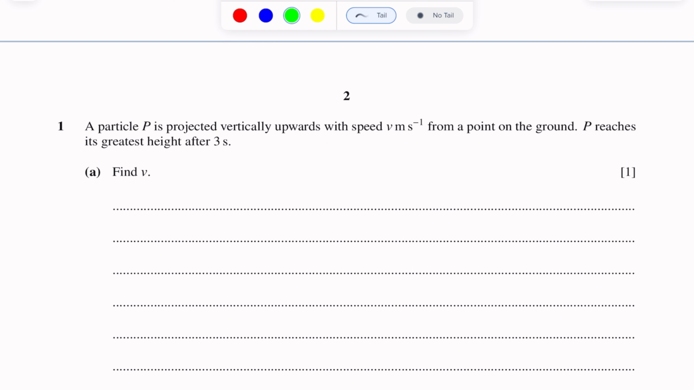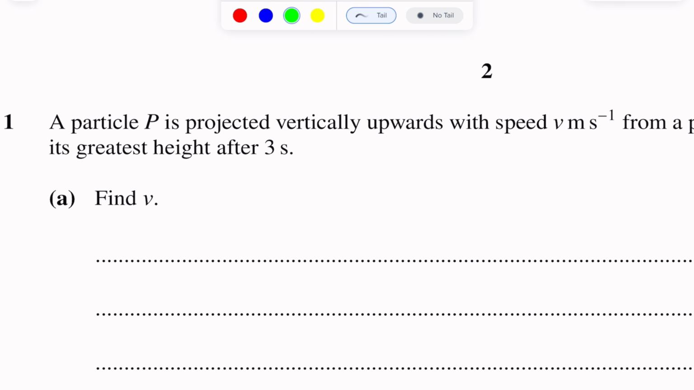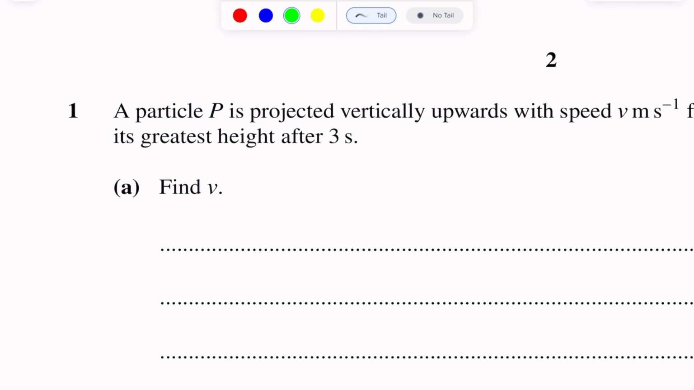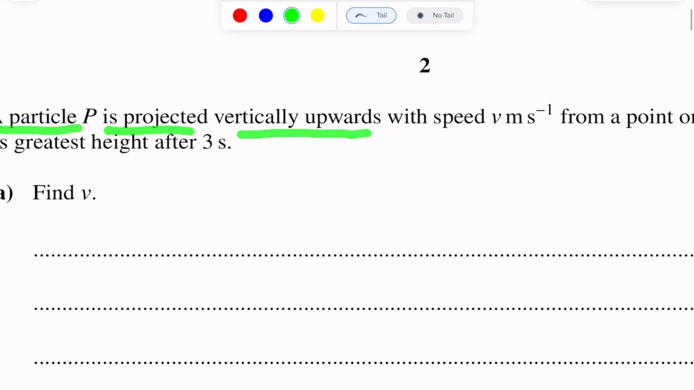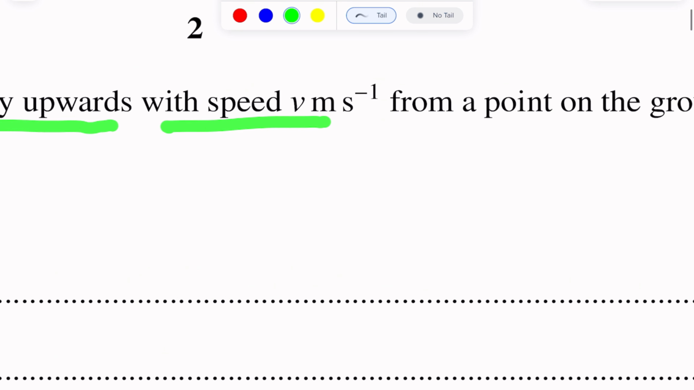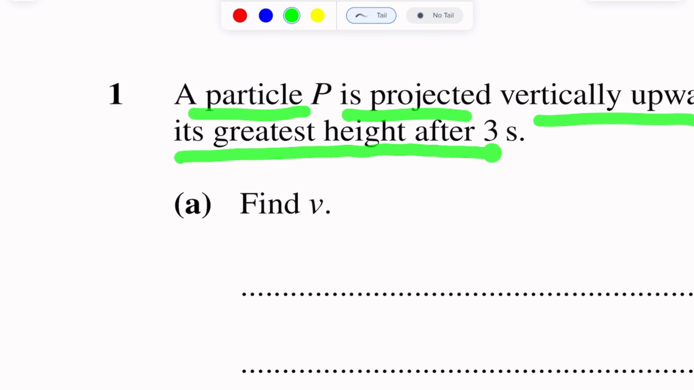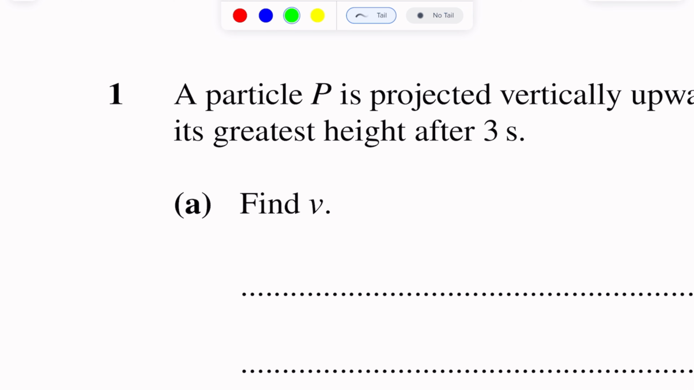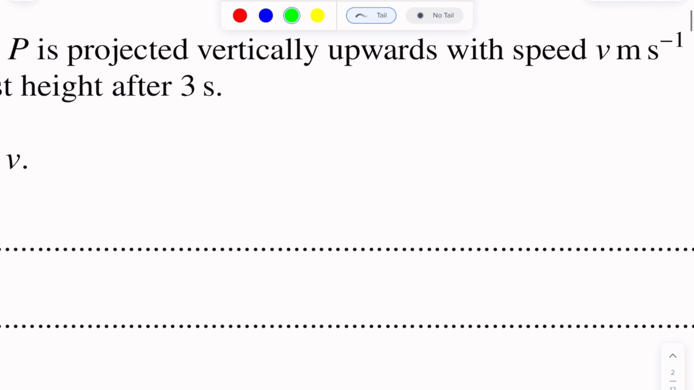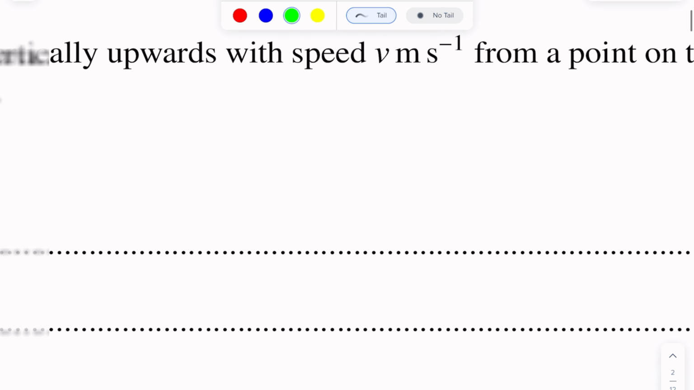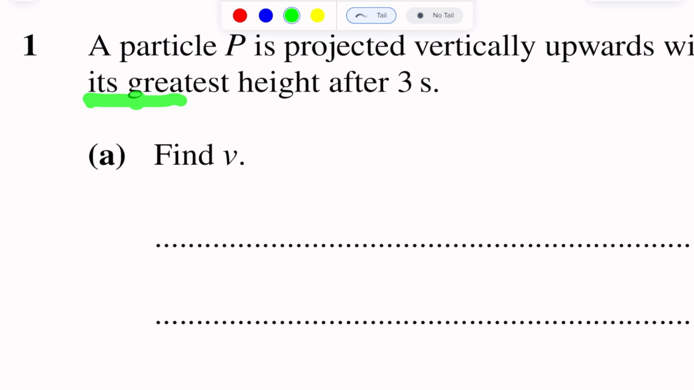First question of this paper is from kinematics of motion in a straight line, vertical motion. A particle P is projected vertically upwards with the speed v meter per second from a point on the ground. P reaches its greatest height after 3 seconds.